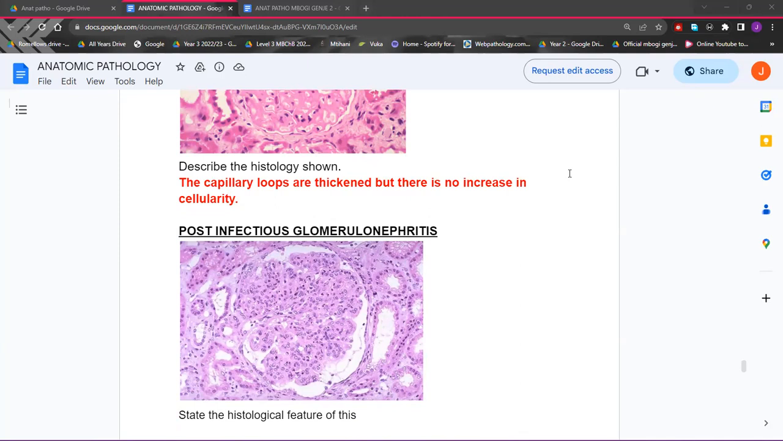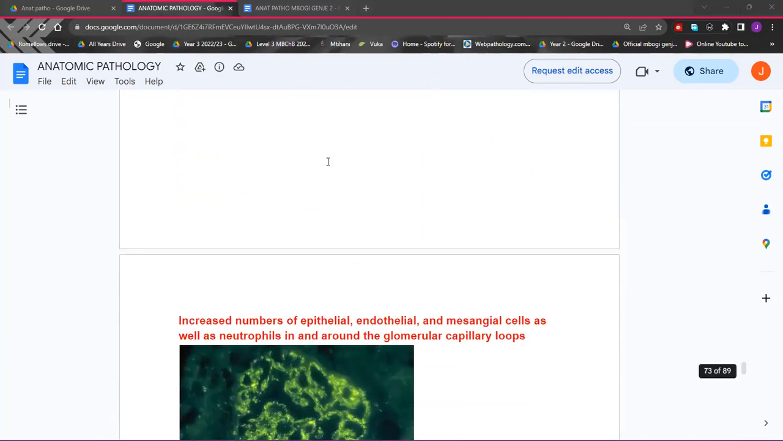Someone tells us for membranous nephropathy, we have a spike and dome appearance due to subepithelial deposits. Great, I think that's awesome. So when you're told to describe the histopathology for membranous nephropathy, you say the spike and dome appearance due to subepithelial deposits. Yes. Move to the next one.